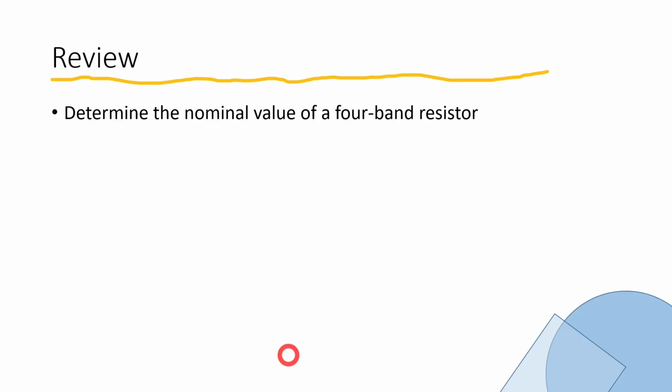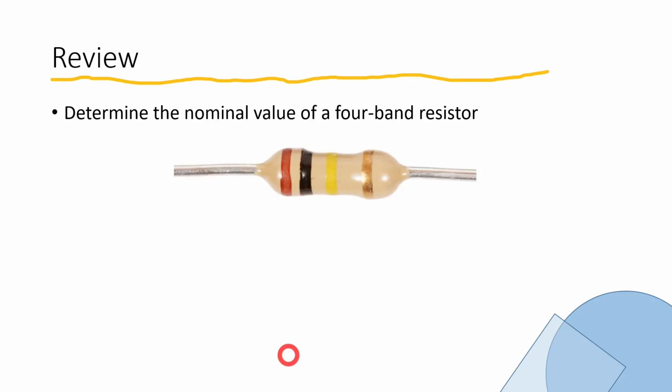Determine the nominal value of a 4-band resistor. So I'm going to give you this resistor. Take a look. We have brown, black, yellow, and gold. If you want to pause the video, try to figure that out, and then come back.